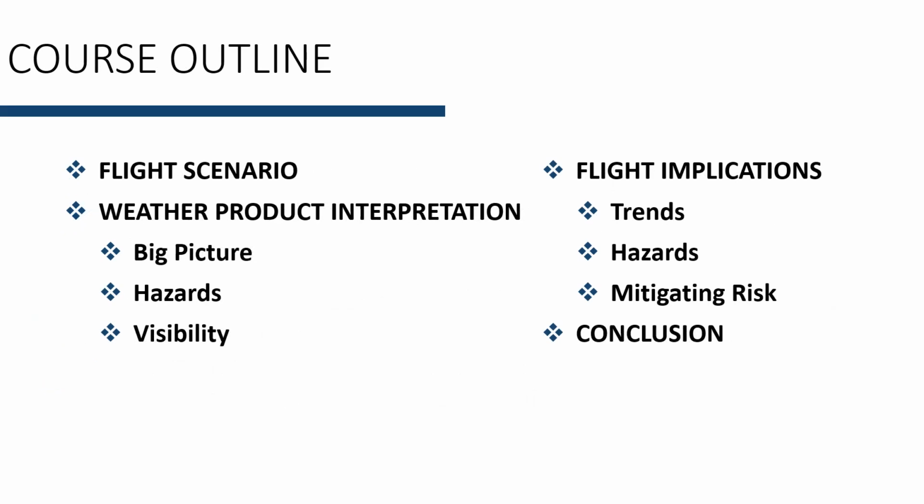This course will be broken up into 4 primary sections. First, we will go over the flight scenario. Then, we will look at weather product interpretation. Weather products will be organized into 3 groups based on the nature of the information. Big picture products will give pilots a general sense of the overall weather. Hazards show pilots weather that might pose a risk of instrument meteorological conditions. Finally, we will illustrate the products that show visibility.